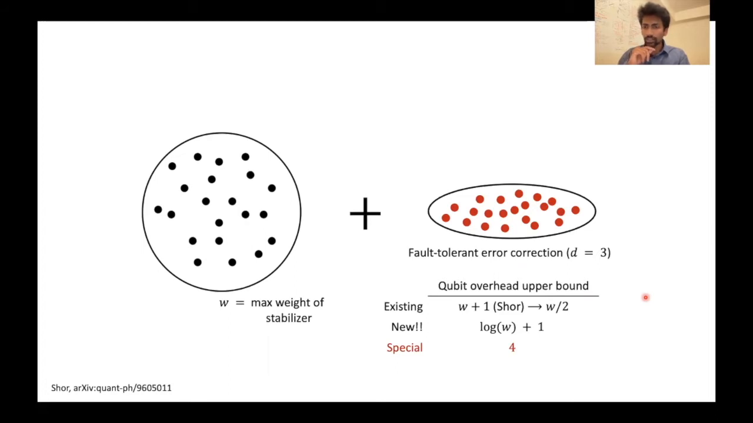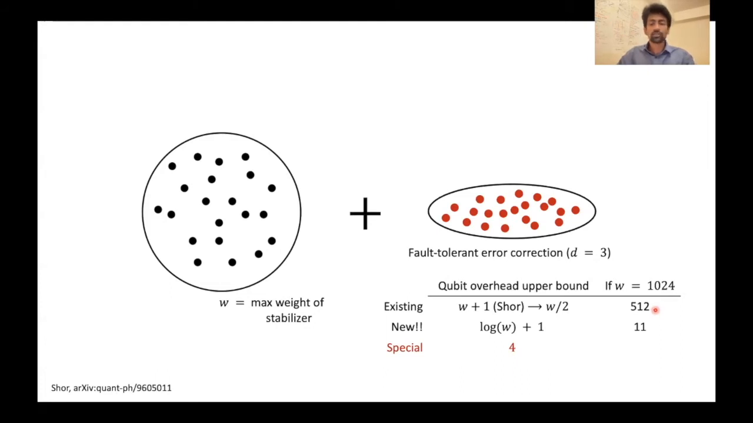To put this into perspective, consider W as some high number like 1024. If you do so, the existing protocols say you need 512 extra qubits just to perform fault-tolerant error correction. But we say that you just need 11. That's a big decrease.